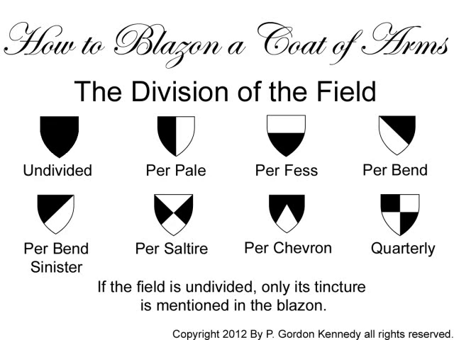per chevron, which is a division along a chevron-shaped line on the shield, and quarterly, in which the shield is divided into 4 quarters. Normally, quarterly is used primarily when combining 2 or more coats of arms into one. If the field is undivided, only its tincture is mentioned in the blazon.